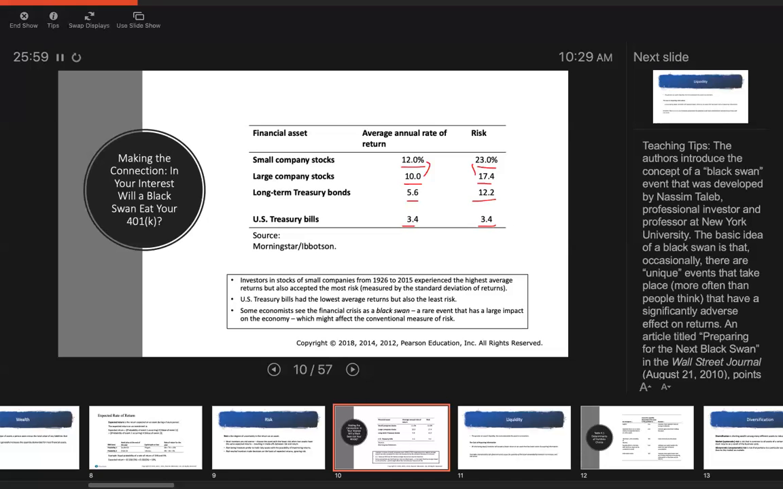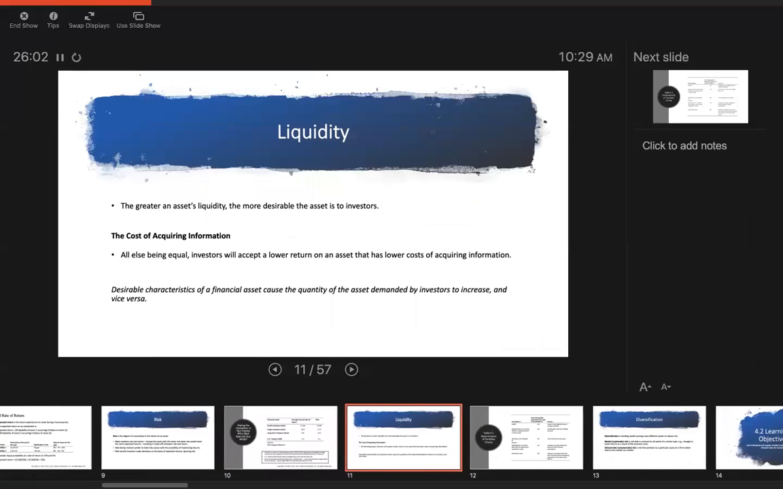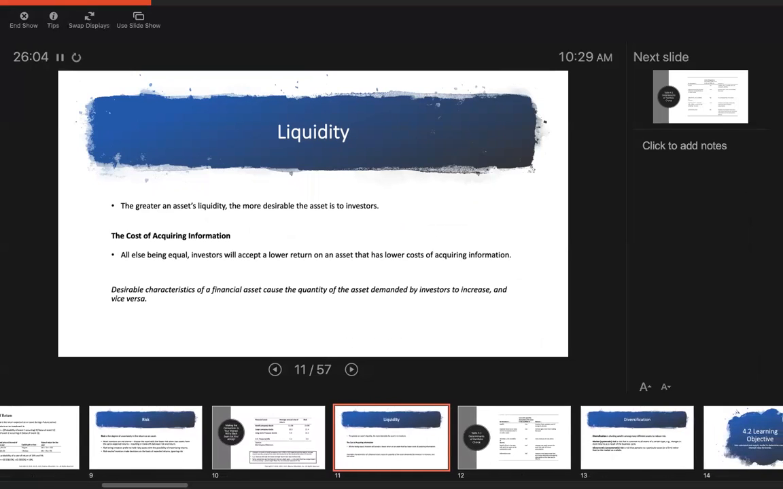Okay, all right. So the last two elements of portfolio choice are, we talked about liquidity and cost of acquiring information. So liquidity, the more liquid the asset is, the more desirable it is to investors because it's easily convertible to cash, right? If there's two assets, one which returns 10%, the other which returns 10%, one I can buy and sell on the market on any given day. If I need the cash immediately, I can just go into my stock portfolio, sell the asset, get the money, I'm off to the races.